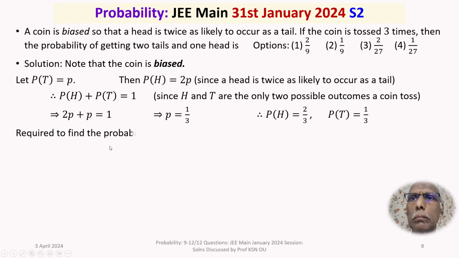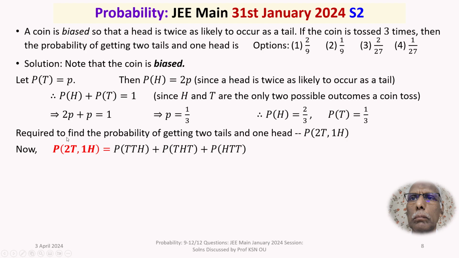We are required to find the probability of getting 2 tails and 1 head, that is probability of 2T, 1H. Now the probability of obtaining 2 tails and 1 head is equal to, the possibilities are, it may be TTH or THT, or HTT. These are the only 3 possible ways of doing it. And they are independent.